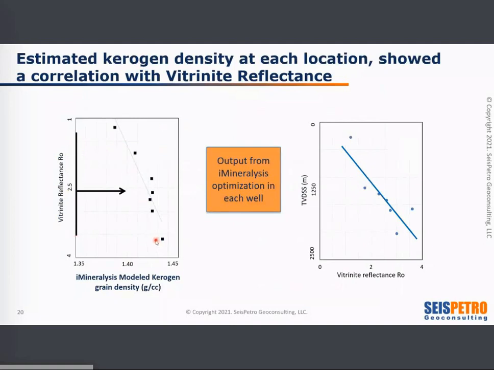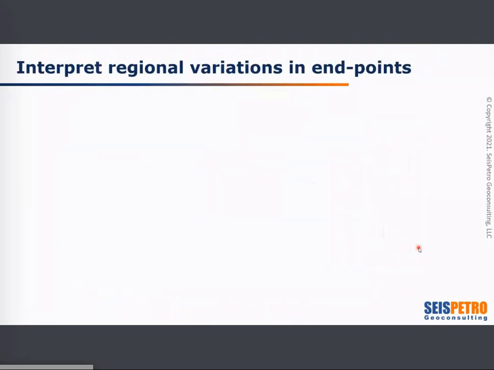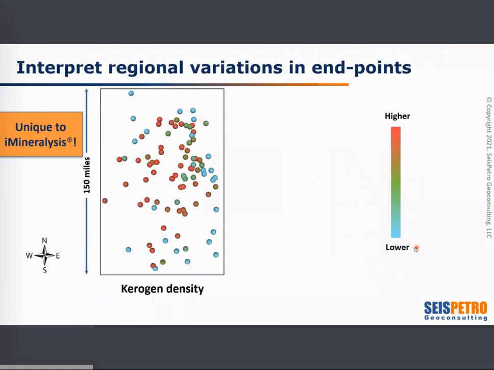We're expecting that the density of the kerogen increases with maturity. So we have higher maturity and an increase in the kerogen density. And we can see that, as expected, the vitrinite reflectance increased with depth. The good thing about this is that we can then plot or interpret regional variations of these properties. We have an example here in a different project. This is not the Marcellus project, in which we plotted the kerogen density in a large area.